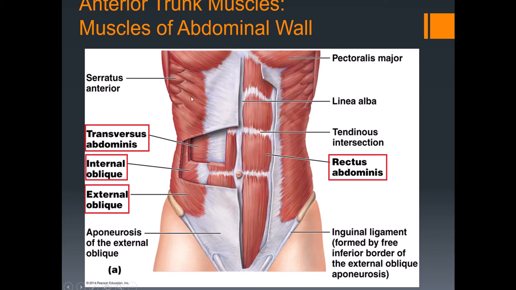You can then see the external obliques here, and then the internal obliques here. The most superficial of the abdominal wall muscles are the external obliques. Then the rectus and the internal obliques are about the same level. And then the deepest of your abdominal wall muscles is the transversus abdominis.